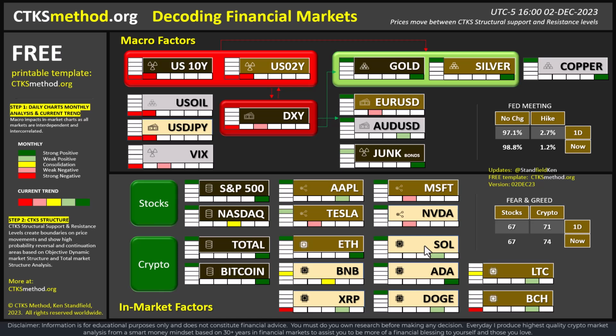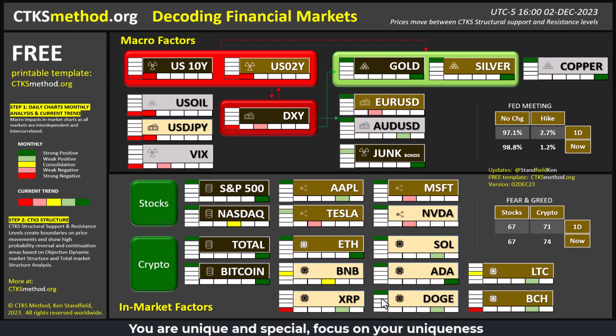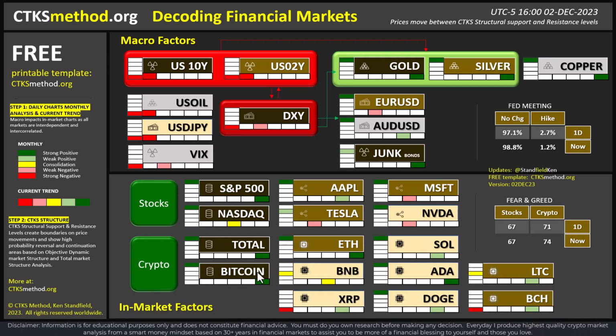To decode financial markets, we must simply look across the yields, the FOREX pairs, junk bonds. We need to see how all of these macro factors are impacting the stock market and impacting crypto. You can see not only Solana had a fantastic month, but ADA had a fantastic month. Doge had a fantastic month. Ethereum and Bitcoin, total crypto market cap.